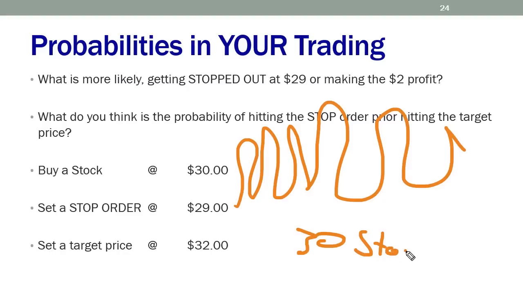you just bought the stock at $30. What is more probable? Going to 29, which is a $1 move, or going to 32, which is a $2 move? What's more probable? It's going to be 29. I mean, almost everybody recognizes that.